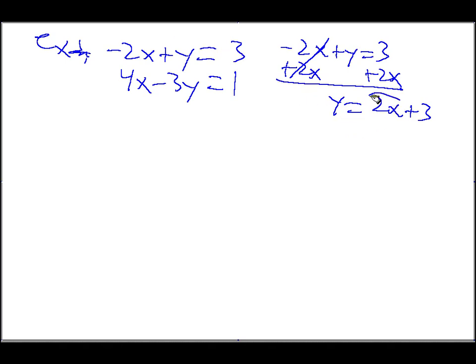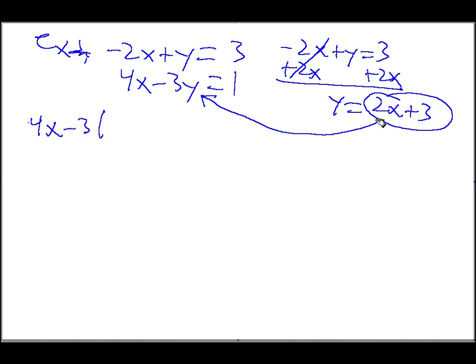All right. Now I'm just going to substitute this expression, 2x plus 3, in for what? In for y in the second equation. Again, don't substitute this in for x, right? Because y is equal to this, not x. So you need to plug this in for y, because that's what y is equal to from the first equation. So what does the second equation become then? Well, it becomes 4x minus 3 times y, which is 2x plus 3. So parentheses 2x plus 3 equal to 1.